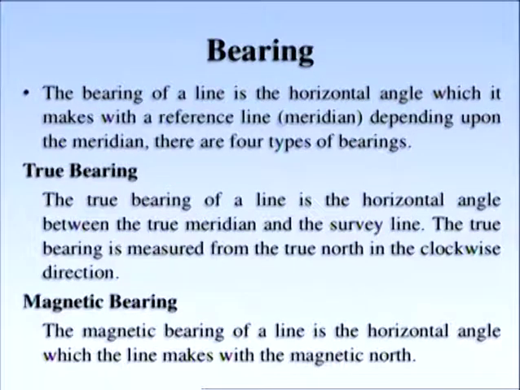First of all, what is a meridian? Meridian is nothing but the reference line which we create. It is an imaginary line which we create, and with reference to that line we take a horizontal angle in a clockwise direction. Whenever we carry out a survey, there is no reference line, but the magnetic compass will provide some reference line.